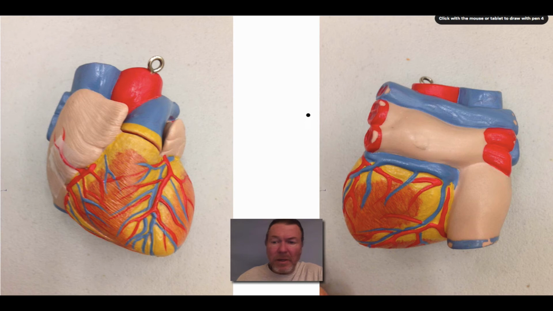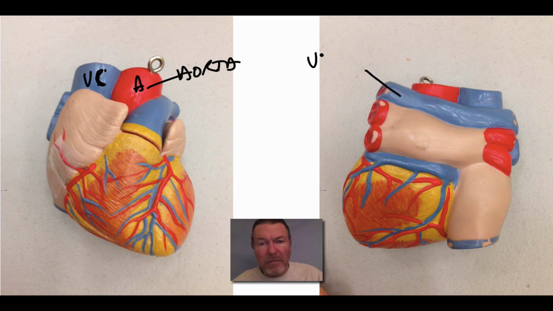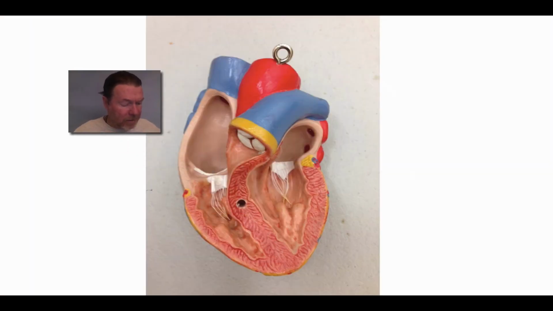You can see in this case the vena cava, which is over here. This is the vena cava. And you also need to know this is the aorta. Okay, so this is the aorta, and this is the vena cava. Now you can see the vena cava over here, you can see the aorta over here, but those are the parts of the heart that you need to know. All right, going to the next one.